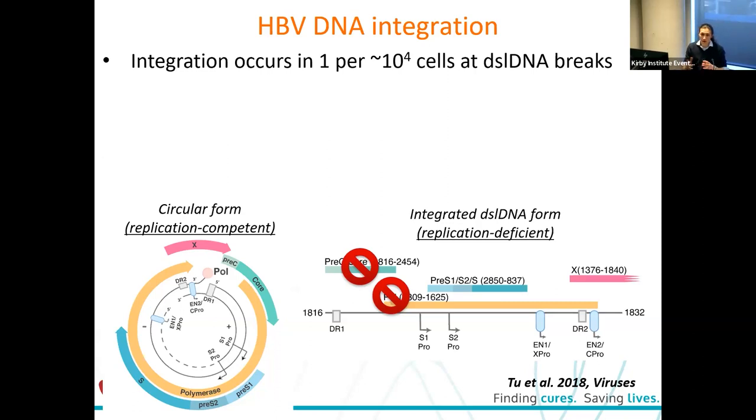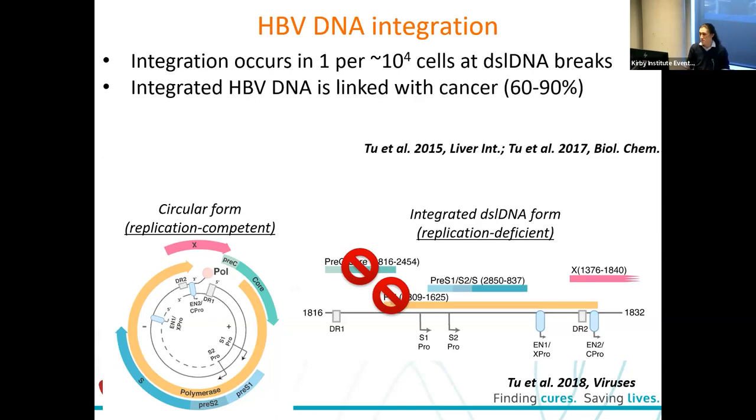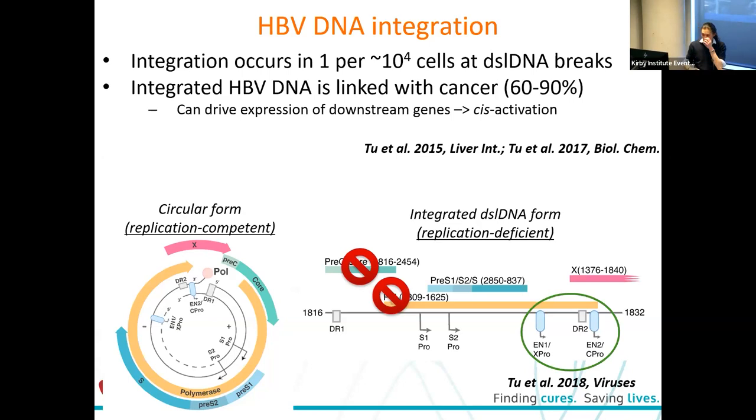And it occurs randomly at double-stranded breaks that occur in the host genome. Despite it being so rare in the hepatocyte population, the integrations are really common in tumors. So the majority of tumors in Hep B patients have these integrated forms. And so there are multiple reasons that have been proposed to be driving this or be centered on this association.